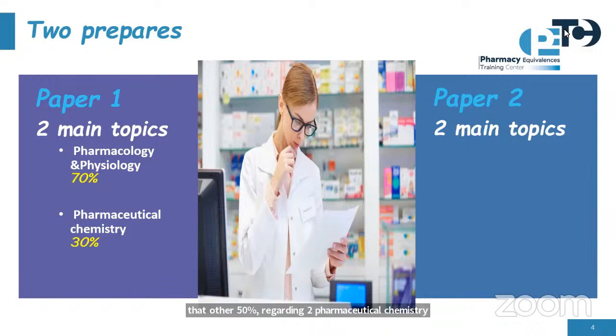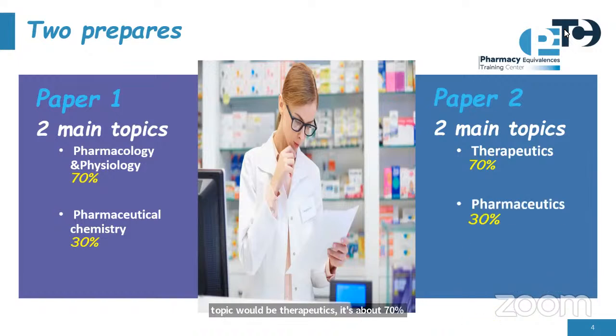This is the composition according to the official site of the Australian Pharmacy Council. So the questions are distributed this way: 70% of the questions regarding pharmacology and physiology, and 30% regarding pharmaceutical chemistry. Paper two is also composed of two main topics. The first topic is therapeutics, which weighs about 70% of the paper. The second part is pharmaceutics, and its weight is about 30% of the paper.